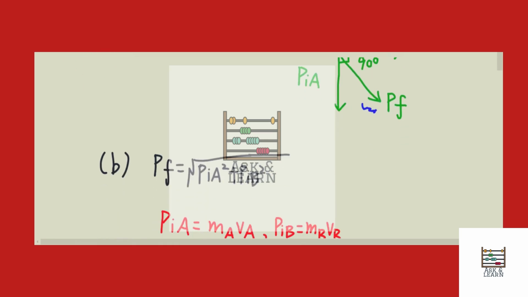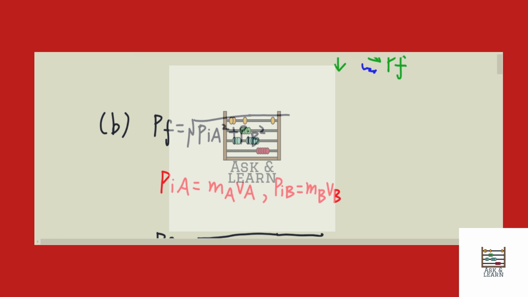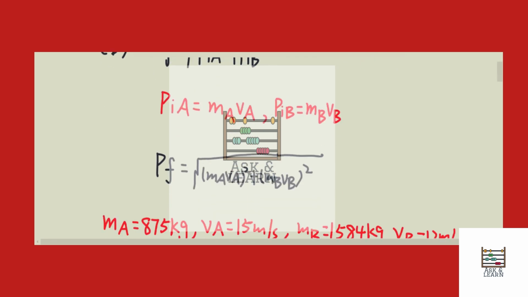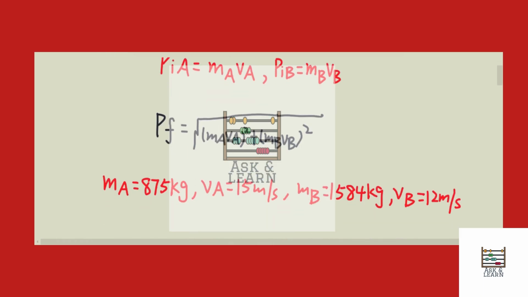And for question B, in order to determine the speed of the rack, we need to determine the final momentum. The final momentum is equal to the square root of the initial momentum of car A squared plus the initial momentum of car B squared. The initial momentum of car A is equal to mA times vA, the mass of car A times the speed of car A, and the initial momentum of car B is equal to the mass of car B times the speed of car B. So if we plug back into the equation, PF is equal to the square root of (mA vA) squared plus (mB vB) squared.